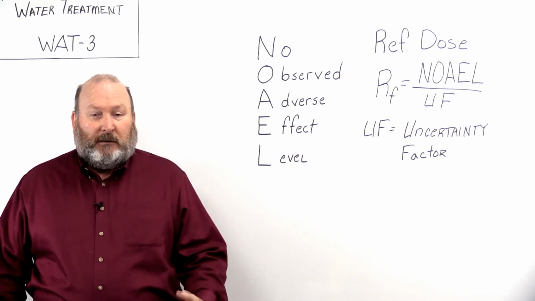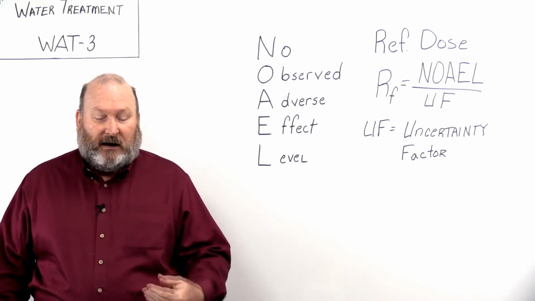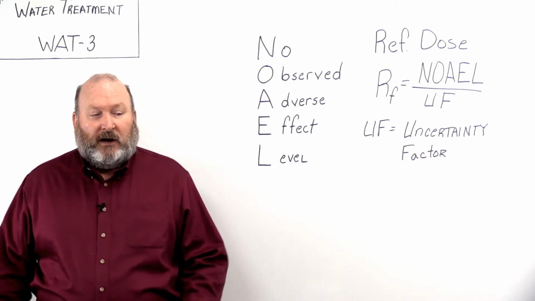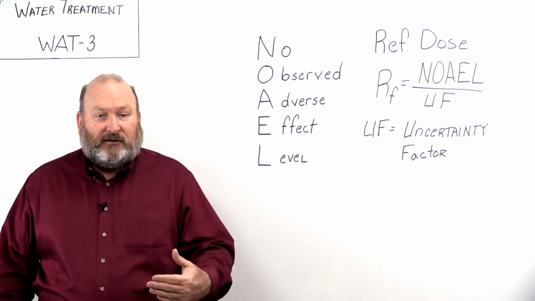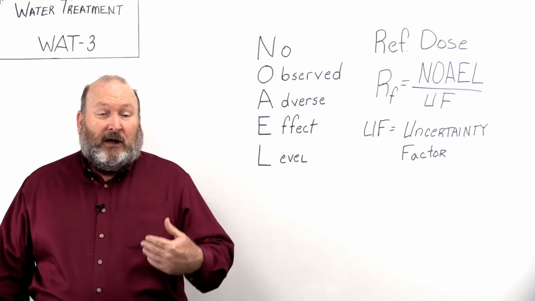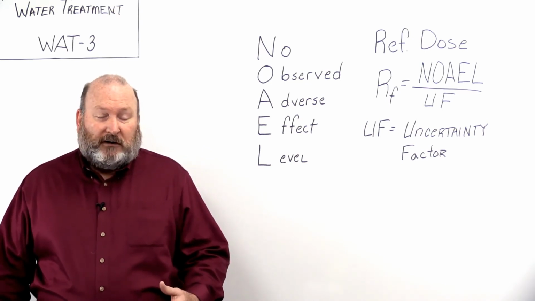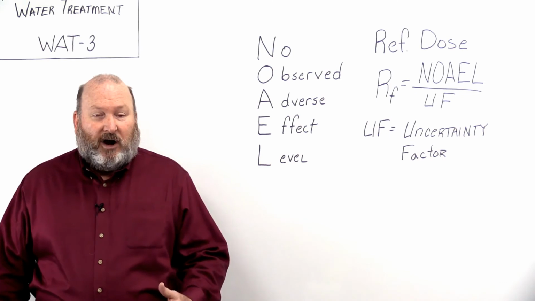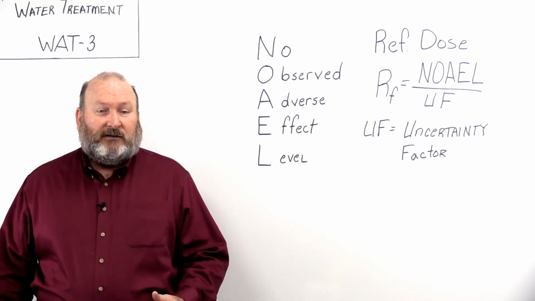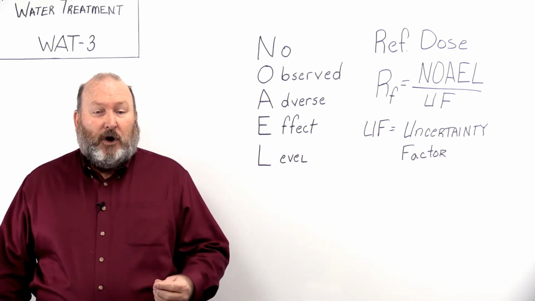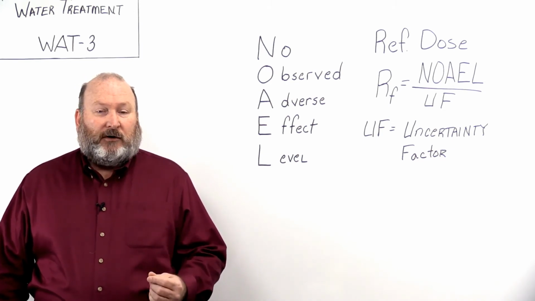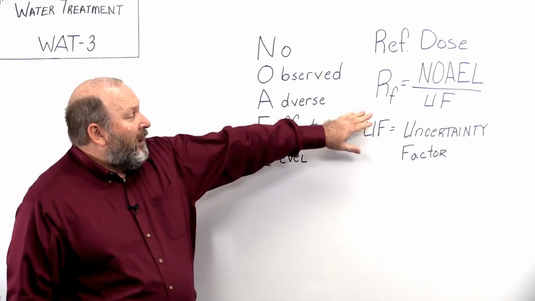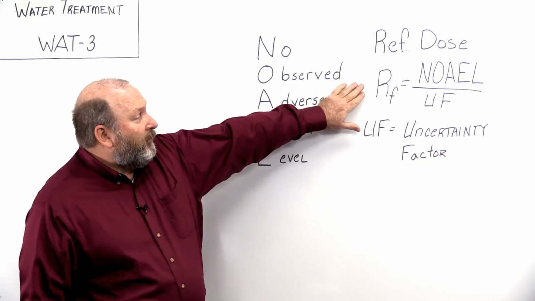So when these chemicals are tested and studied for their effect on various organisms, the highest level at which those animals are exposed to the contaminant that does not cause any adverse effects is considered the no observed adverse effect level. The no observed adverse effect level is used to calculate our reference dose.